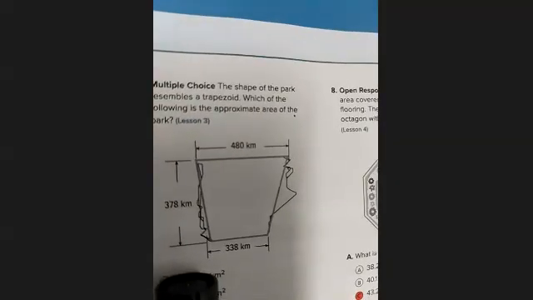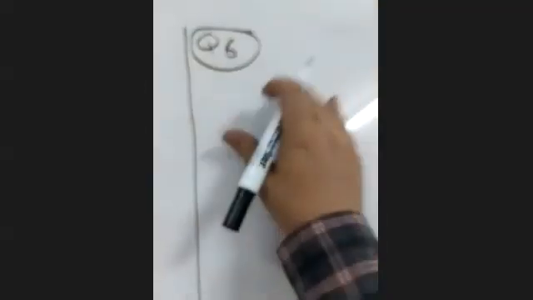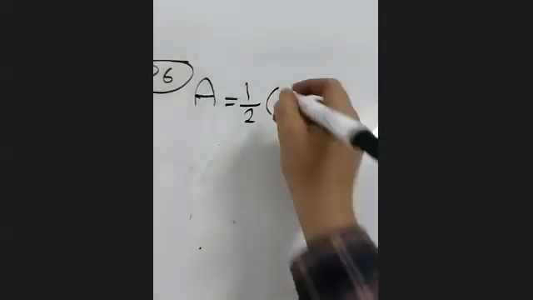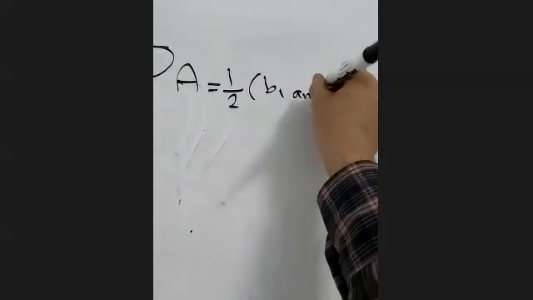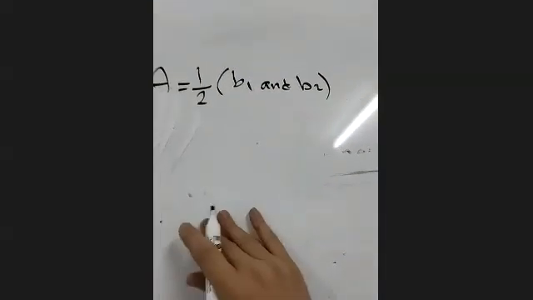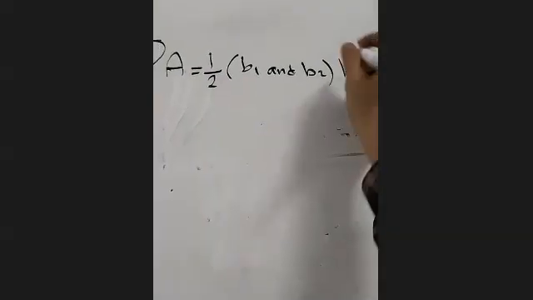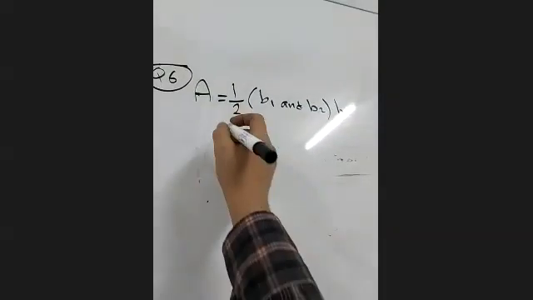Right. Now we have a trapezoid. Let's find its area. We have base 1, base 2, height, we have everything. Now we need to find the area of the trapezoid. Do you know it? Yes. Tell me. First, we will do A equals B1. No, half. Sorry, I forgot. Half, B1 and B2, multiply H.